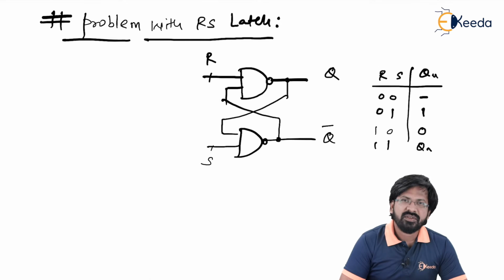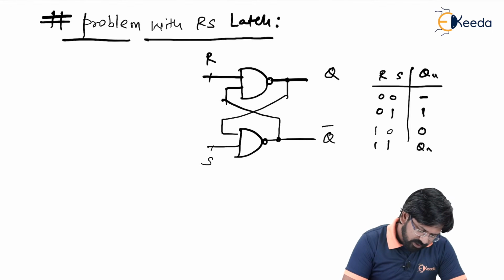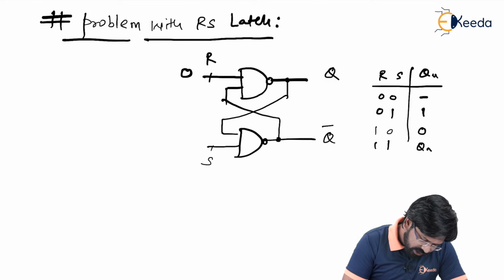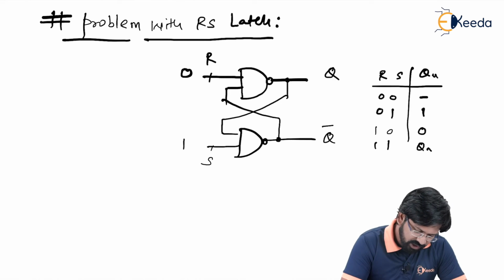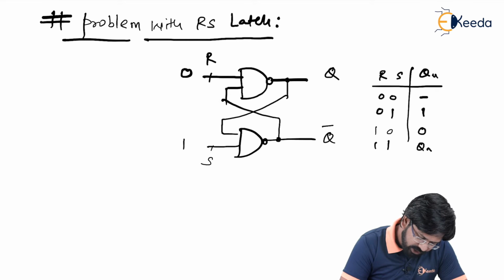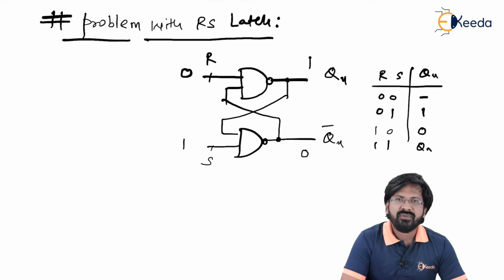So now let us understand what the problem is exactly. For example, let us assume R was 0 and S was 1. I'm sure you recognized that when R is 0 and S is 1, it causes the latch to get into the set condition. Therefore the output, let me say this is Qn and this is Qn bar, Qn becomes 1 and Qn bar becomes 0.